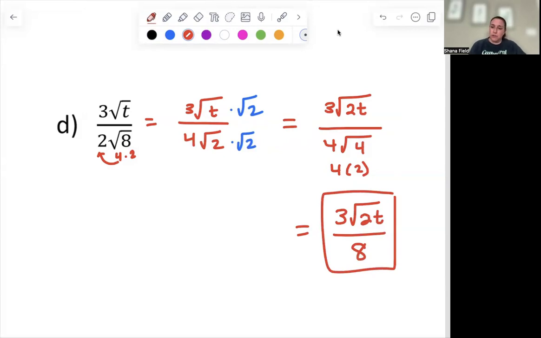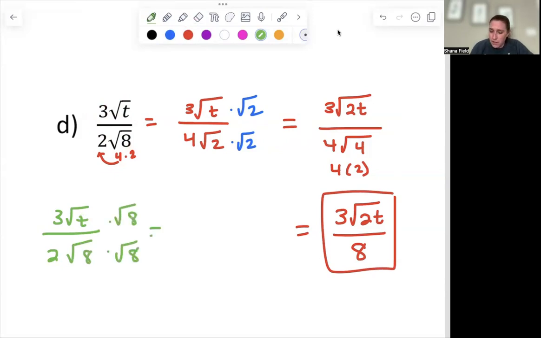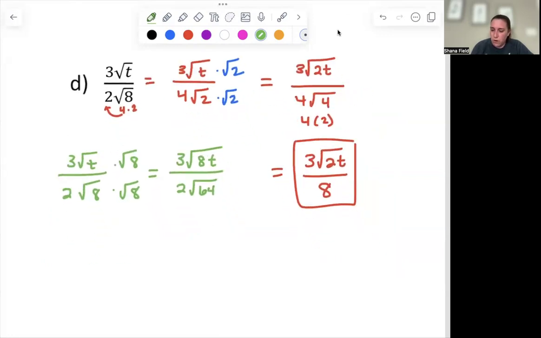Now let's backtrack for a second. If, when you looked at this guy right here, you didn't want to break down that 8 right away, no big deal. Oh, that's a t. Sorry. Let's put that t back in there. You could multiply by the radical of 8 on top and bottom. You can do that. And so you'll get 3 root 8t. On the bottom, you have a 2 on the outside, and you have the square root of 64. We know the square root of 64 is just 8, so 2 times 8 gets me a 16. So I have a 16 on the bottom.